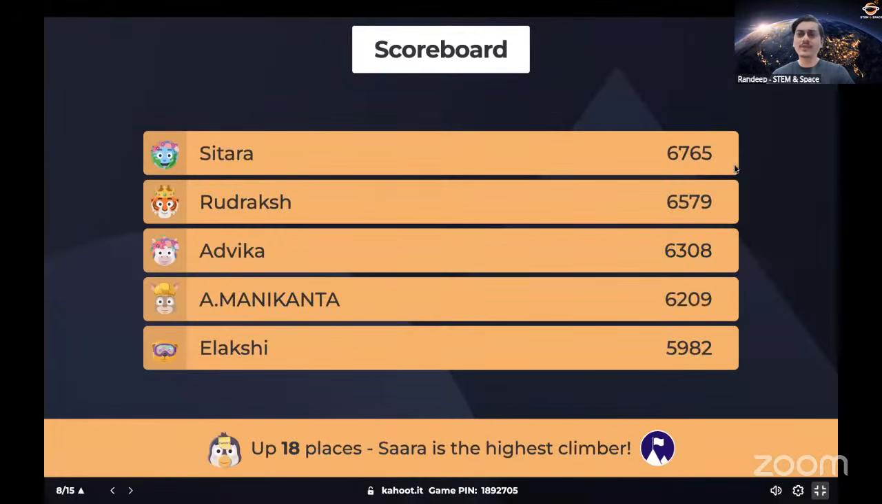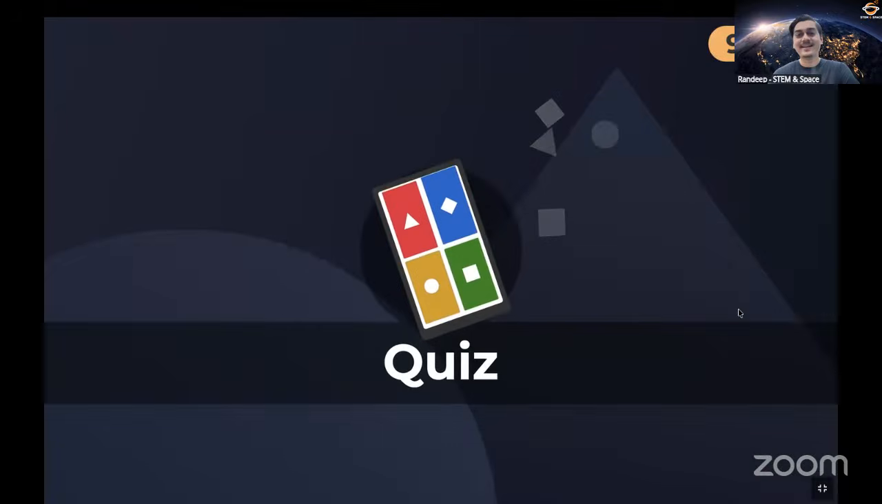So we are about halfway through the quiz, and here I can see the positions have changed quite a lot. Sitara is leading currently, followed by Rudraksh, Advika, Manikanta, and Ilakshi. And Sarah is the highest climber till now. So we have the other half of the quiz to go. Let's see who is able to retain their positions till the end.